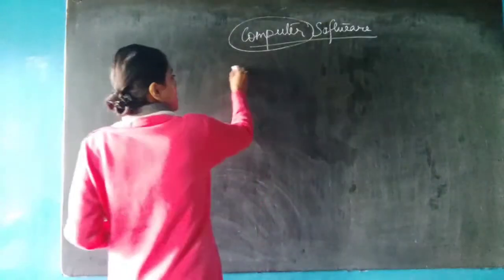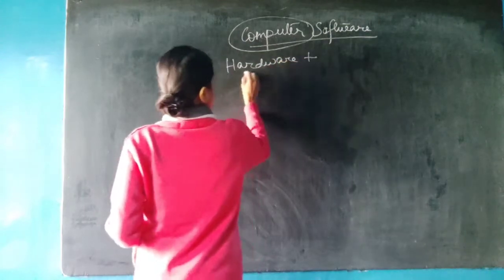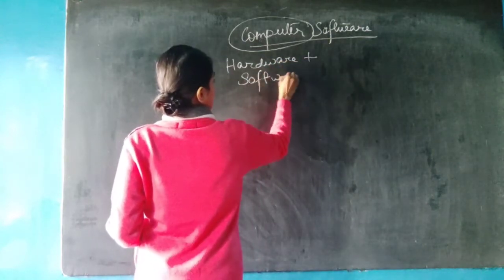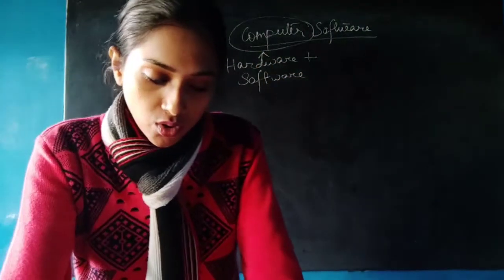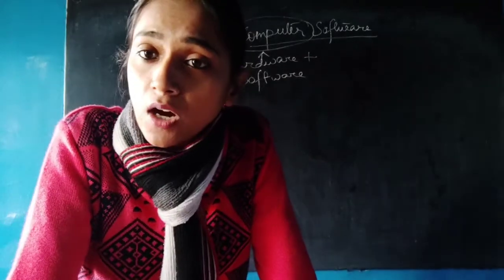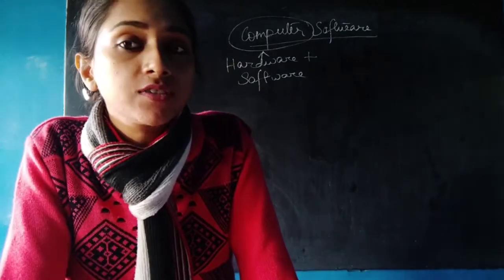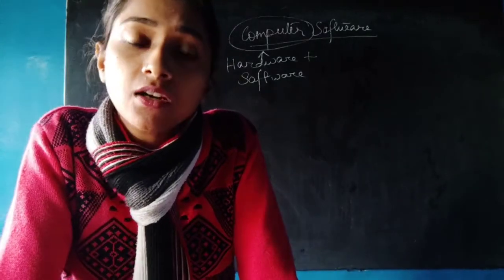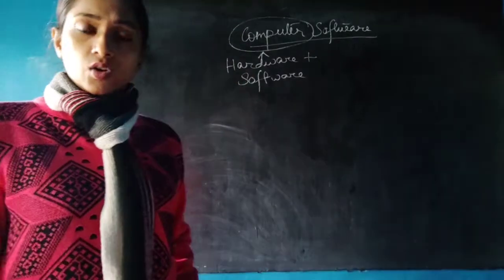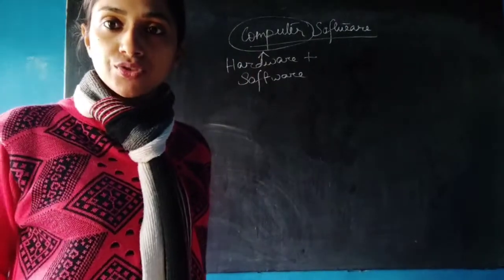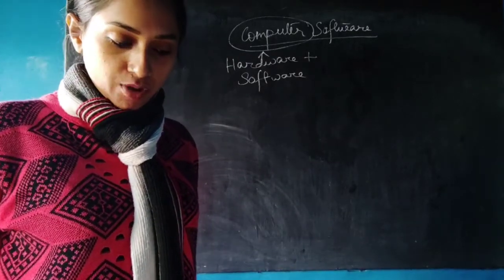So hardware plus software makes up a computer. Okay, so what are the hardware? These two are very important for a computer. What is hardware? It consists of the physical components. Physical components means the components we can touch or see, that is keyboard, mouse, monitor. These are the computer hardware that we can see and we can touch.